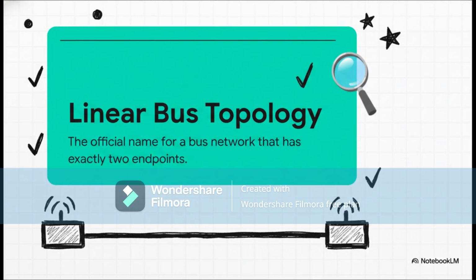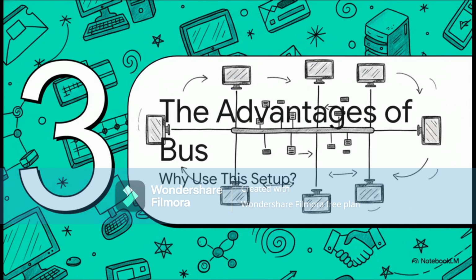And you know, this very specific setup, one cable with a terminator at each end, has an official name. It's called a linear bus topology. And yep, that's definitely a key term you're going to want to remember for your exams. All right, let's move on to Section 3.